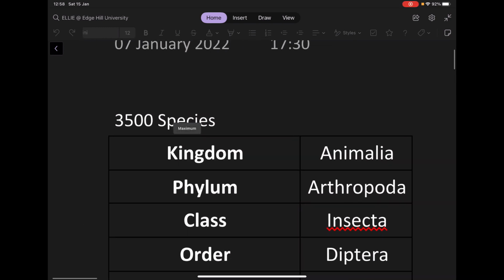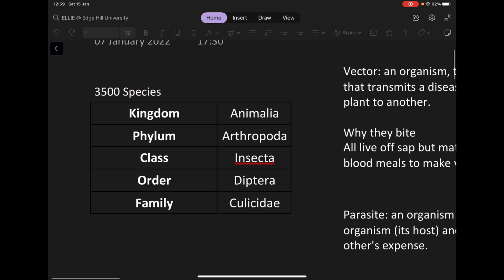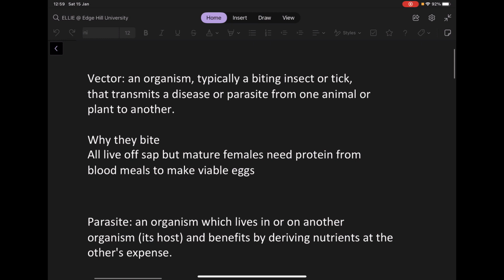There are 3,500 species, and you can see just a little bit of phylogeny here about them. But what mosquitoes are vectors of the disease? So what is a vector? A vector is an organism, typically a biting insect or tick, that transmits a disease or parasite from one animal or plant to another animal or plant.